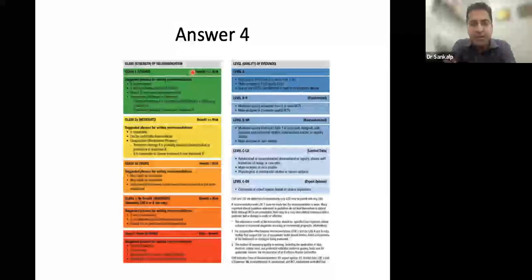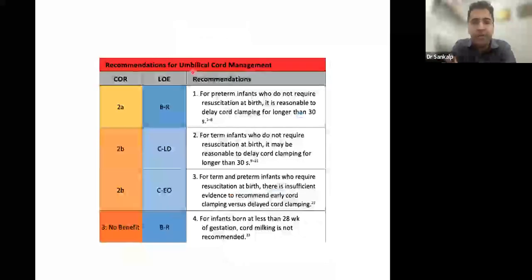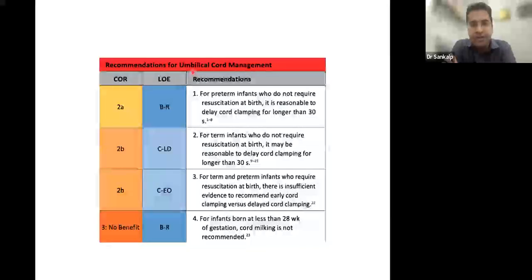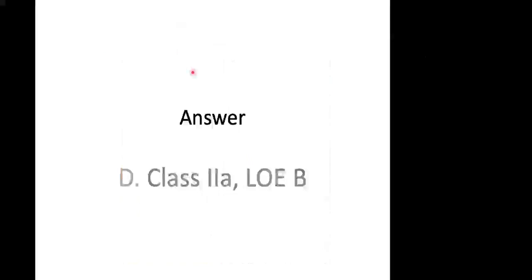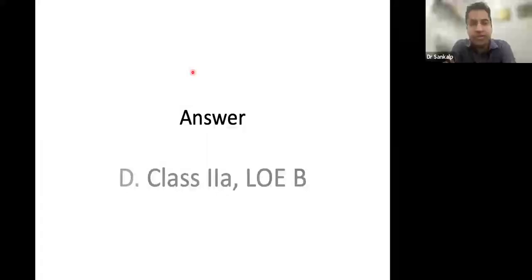What is the strength, how much is the number needed to treat, what is the cost. Based on all of that, we decide how strongly we recommend this intervention. So for delayed cord clamping, the strength of recommendation is moderate, the level of evidence is moderate, and the class of recommendation is 2. So the answer here is D, class 2A, and level of evidence B.